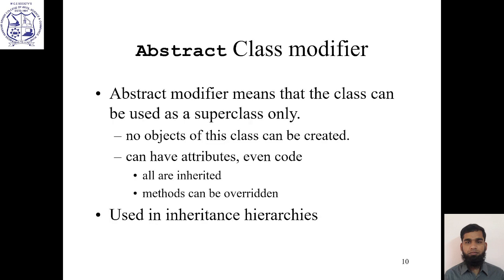Abstract class modifier. Abstract is also a keyword in Java. The abstract modifier means that the class can be used as a superclass only. No object of this class can be created. It can have attributes, all of which are inherited. Methods can be overridden by the subclasses. It is used in an inheritance hierarchy.